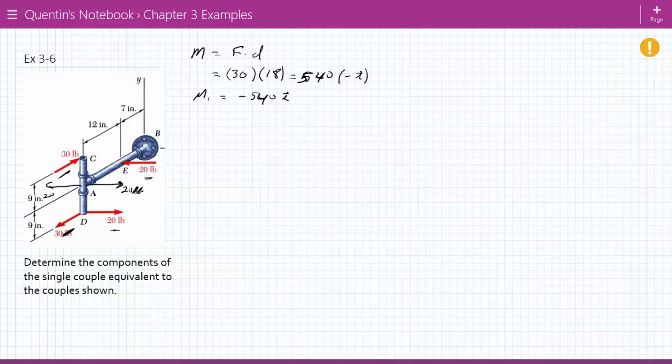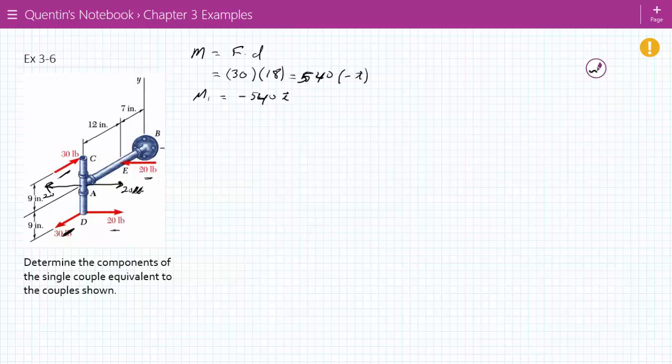So what did I just do? Well, quite frankly, I just made this one right here a real nice obvious couple. So let's talk about that one. We'll call that M2. That's just what? 20 times the distance. What's the distance in this case? It's 12. So that's 240. And what direction is that? Well, if you use the right-hand rule, that's in the positive y direction, so that's in the j direction.